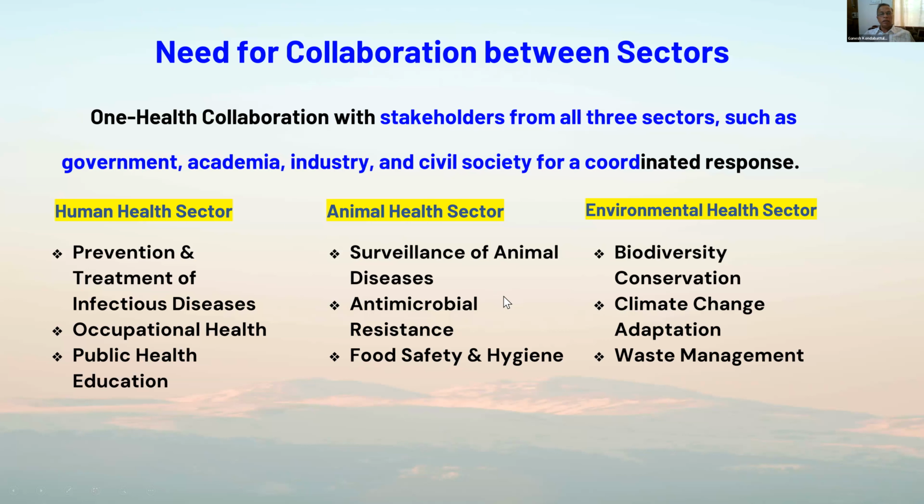In the animal health sector, we have the surveillance of animal diseases, and then the next areas to work on are antimicrobial resistance and food safety and hygiene. In the environmental health sector, we need to work on biodiversity conservation, adapting to climate change, and waste management. These are the important areas where we need collaboration.